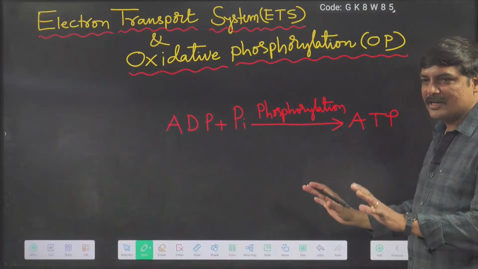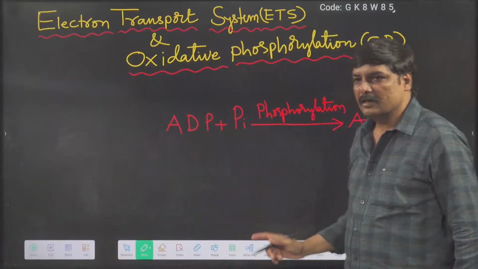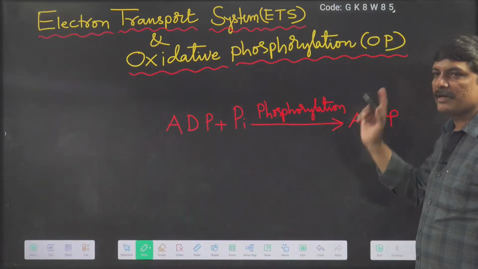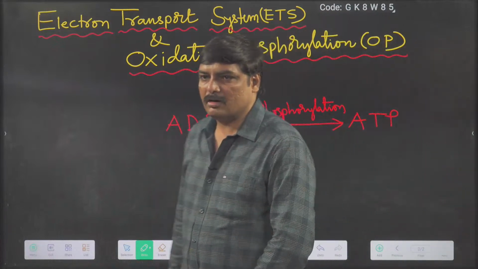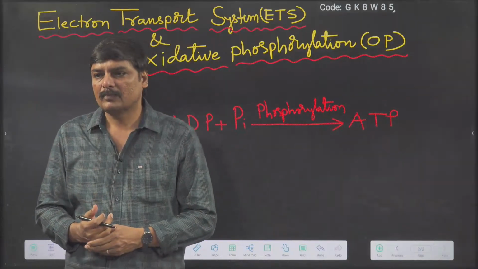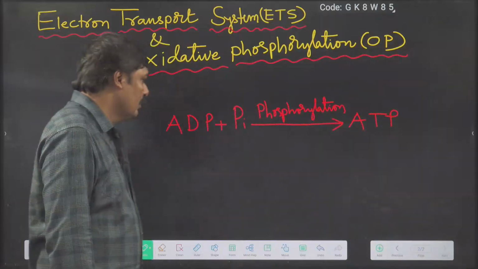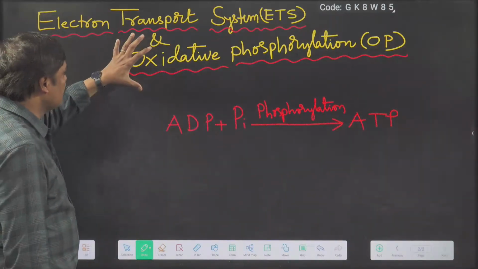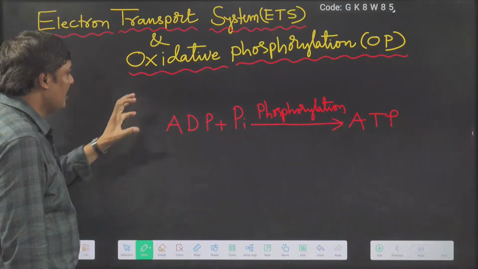So now you understand the meaning of what is ETS and what is OP. I hope you understand all. Clear? Now, where does this ETS take place? And also OP.